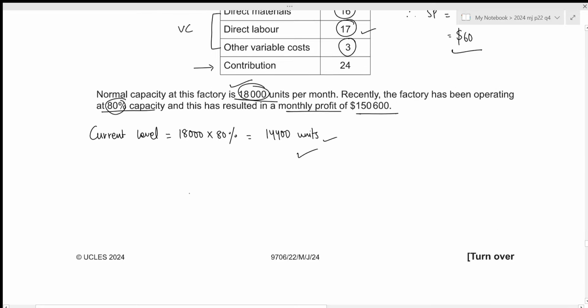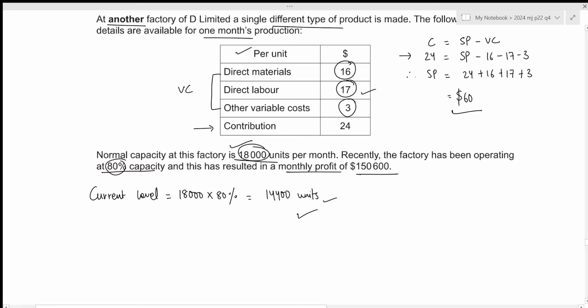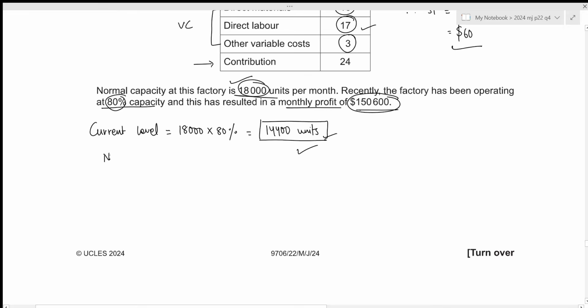And in this case, we also need to calculate the fixed cost because we have been given the monthly profit, which is for 14,400 units. So again, we use the same equation. We can start with the number of units, multiply this by the contribution per unit, subtract the fixed cost, which will result in the profit. And in this case, we will be solving for fixed cost.